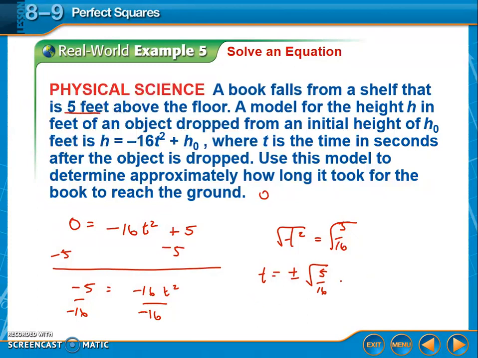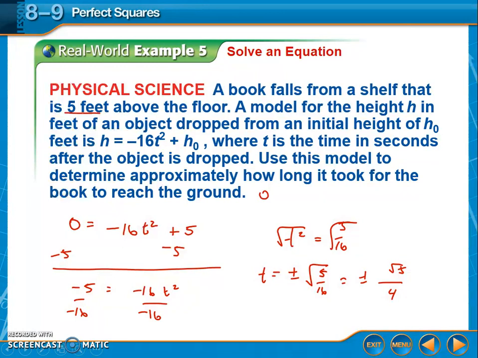Square root applies to top and bottom, so that's going to be the same thing as plus or minus the square root of 5 over 4, because the square root of 16 is 4. And then I can leave my answer like that. We're talking about time, so you can't have negative seconds. So I could actually not use the negative one, and I'm just going to use the positive.